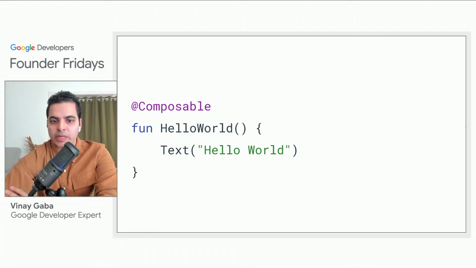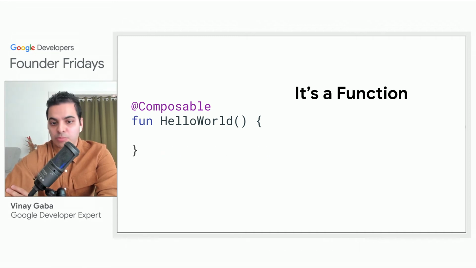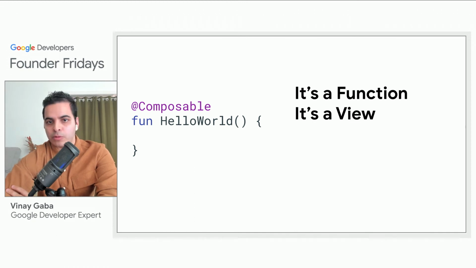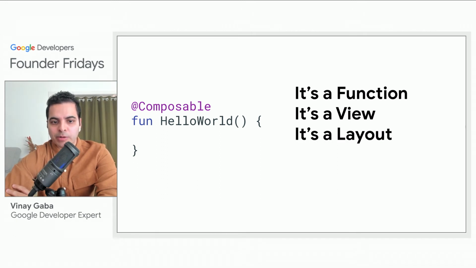But there are a few unique things about this, and it depends on how you view it. For some people, this composable function might be a function. It's a function, that's what we see, and that's accurate. Some people might say that it's a view because I'm rendering something on the screen using this. This is also accurate. Some of you will say that it's probably a layout, right? Because it's defining how something should be rendered on that screen. Again, that is still true.